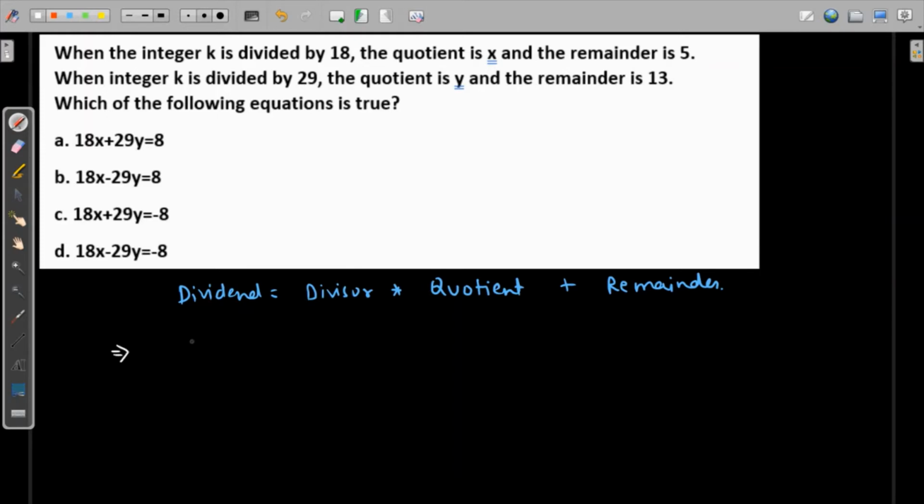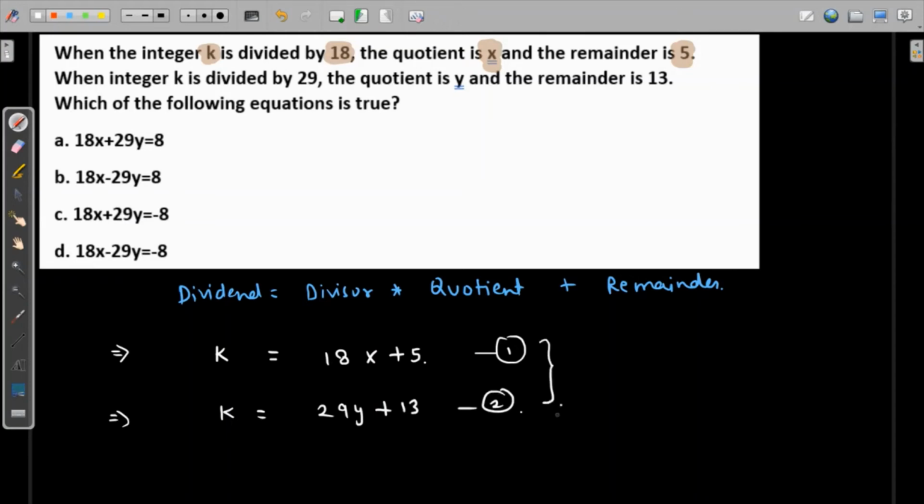Now dividend is the one which is getting divided, which is k. Divisor is the one which is dividing it, which is 18. Quotient is definitely quotient and the remainder is 5. So that is what the first condition says. This is k, this is 18, this is x, and this is 5. Let's call it equation 1. And likewise, the second equation says that k is equal to 29y plus 13. That is equation 2.